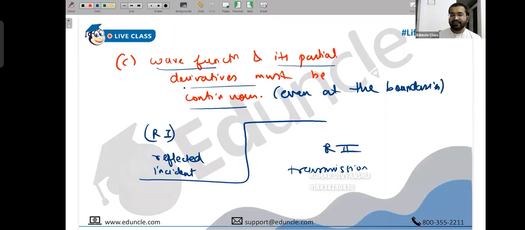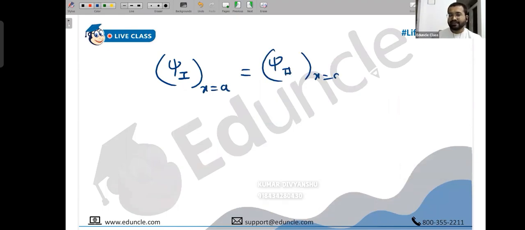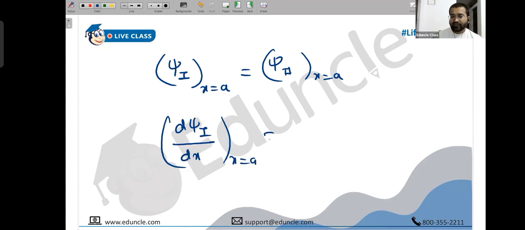Now, wave function and its partial derivatives must be continuous. It means at the boundary, people, let's say this is x equals a. Suppose the boundary is x equals a or x equals 0. I'm writing a. People, the value of the wave function in the first region at x equals a, you have to equate to the value of the wave function in the second region at x equals a. This will give you one equation. The derivative of the wave function in the first region at x equals a, you have to equate with the derivative of the wave function in the second region at x equals a.